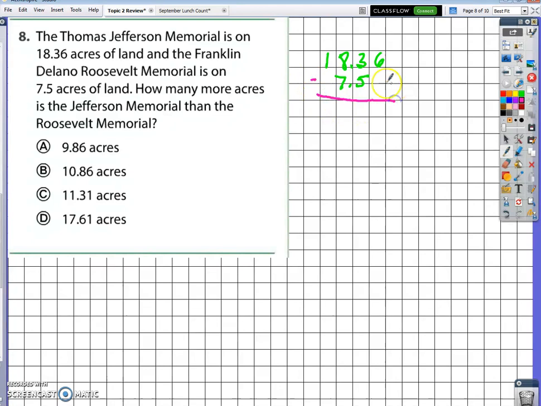So I'm going to subtract these. And when I do that, I want to put a placeholder right here. So I line up my decimals, bring it down to my answer. 6 minus 0 is 6. 3 minus 5 I can't do, so we got to borrow. Make that a 7. Make this a 13. 13 minus 5 is 8. 7 minus 7 is 0. 1 minus nothing is 1. I'm looking for 10 and 86 hundredths acres. Awesome.